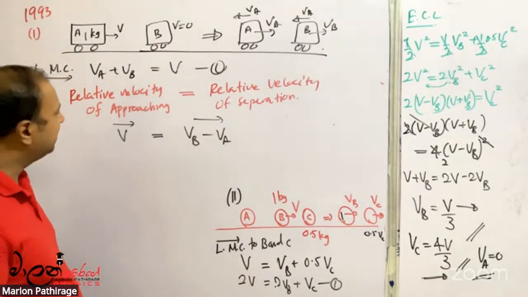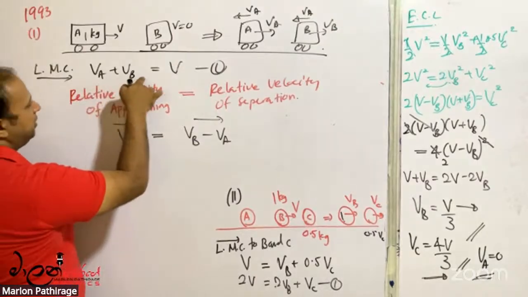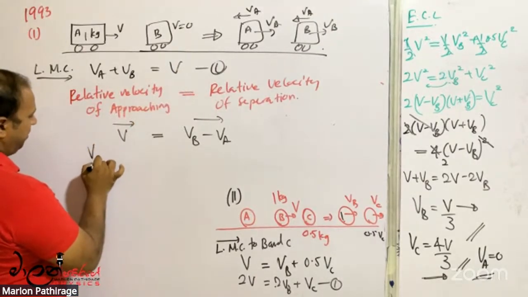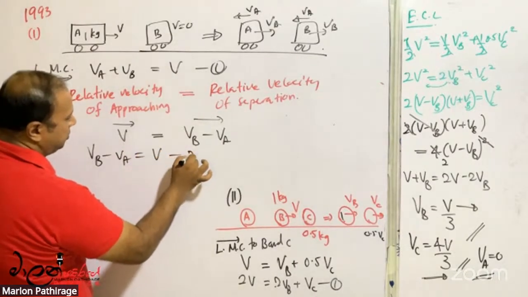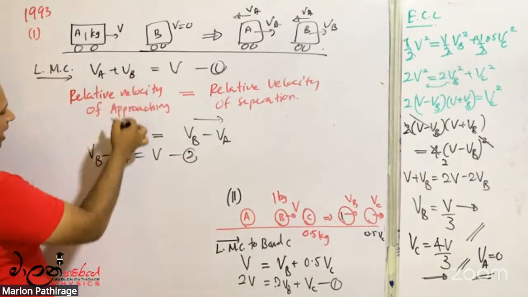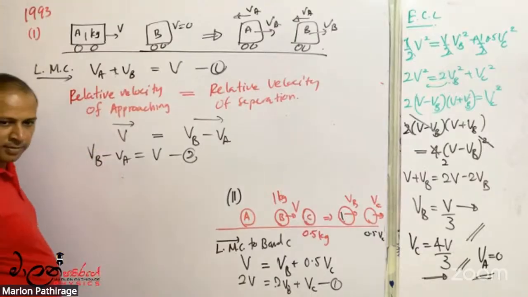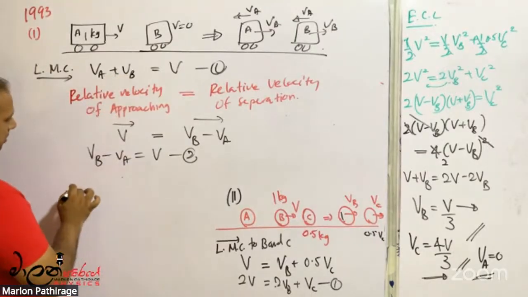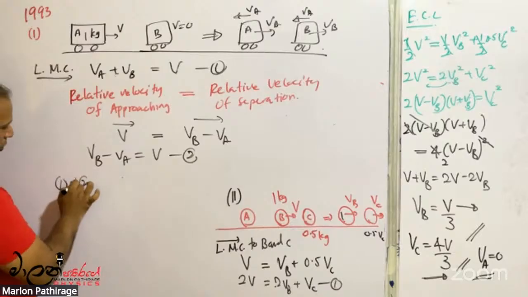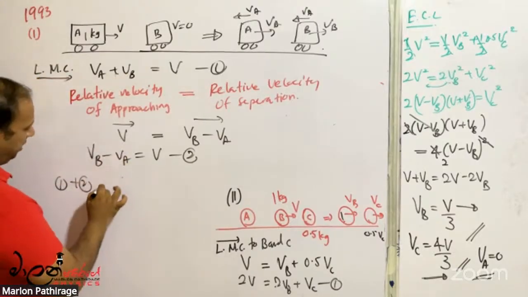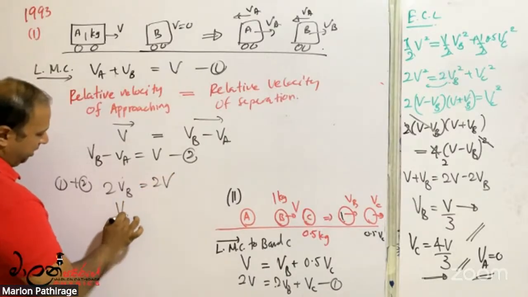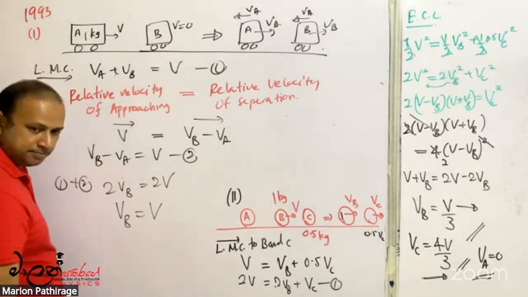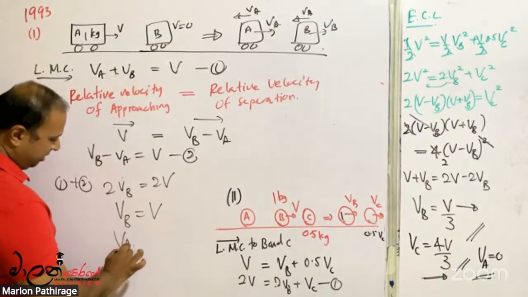Is that clear? Therefore, VA plus VB is equal to V. VB minus VA is also equal to V. If you add these two, then 2VB is equal to 2V. That means VB is equal to V. So VA is equal to 0.